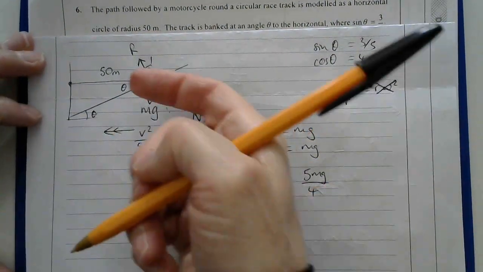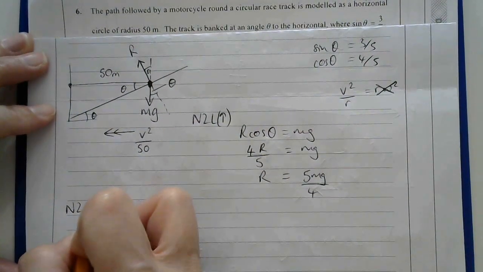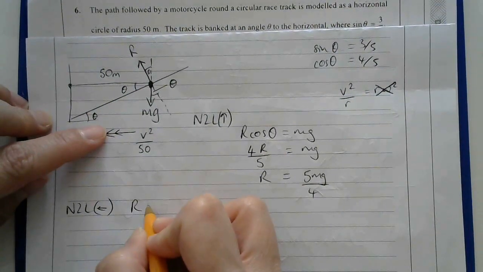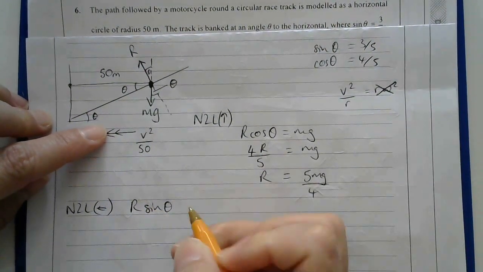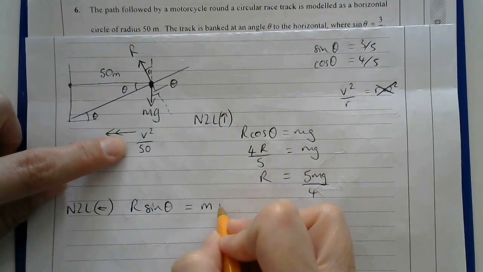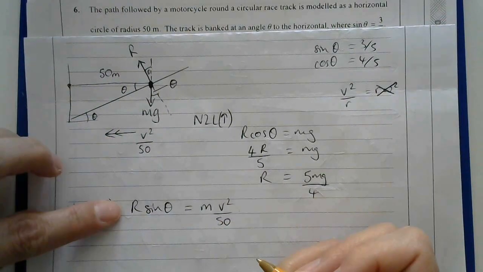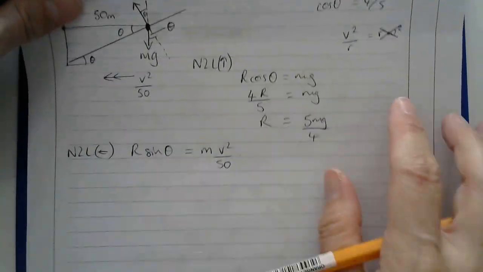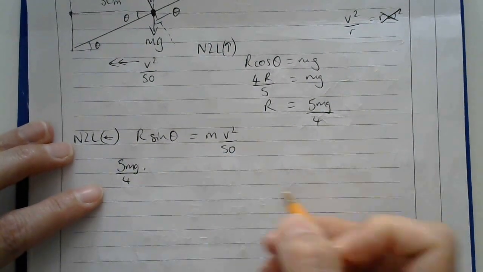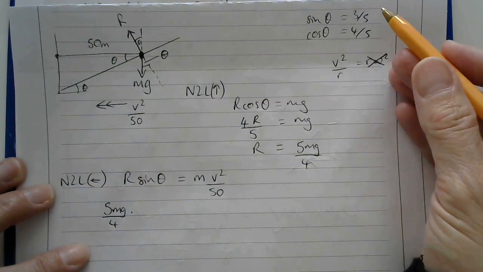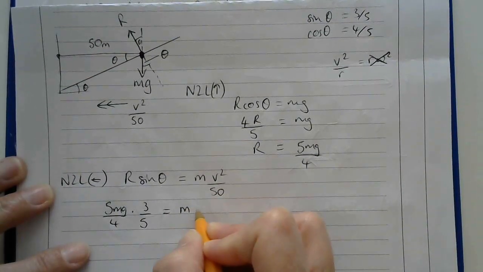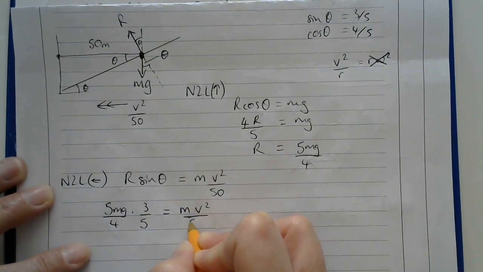So now resolving in this direction towards the centre of the circle, then I know that R sine theta will be equal to the mass times by the acceleration, which is this thing. So popping in the value of R, I know it's that. So I have 5mg over 4, sine theta was 3/5, equals m times v squared over 50.